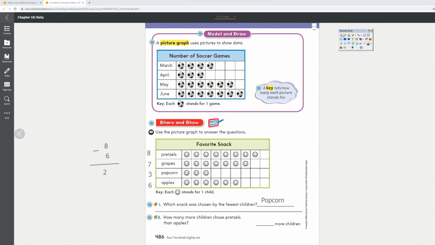So you can also look at the graph here. Apples we have 6, pretzels we have 8. So the difference between the two is 2 happy faces. So pretzels is going to have 2 more happy faces than apples, as you can see here. So that's another way to do it as well. So the answer is 2 more children.